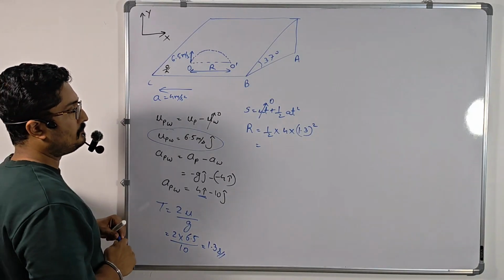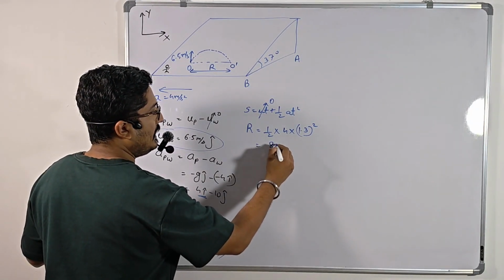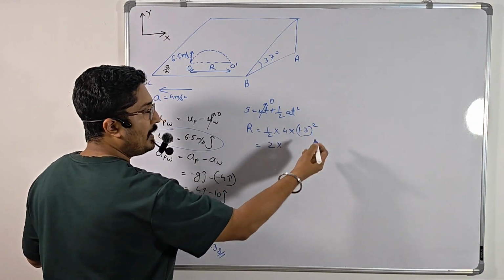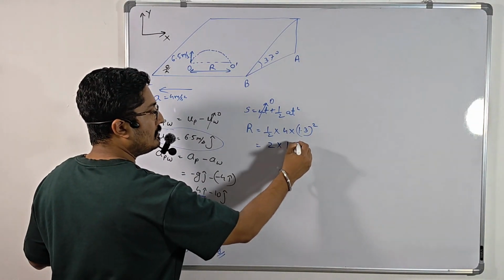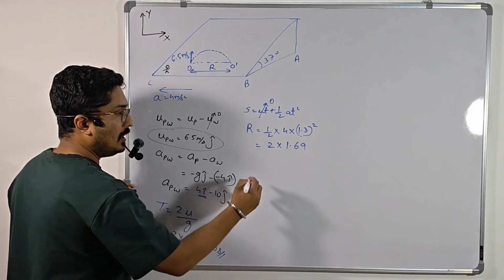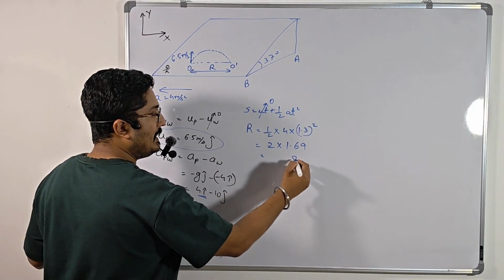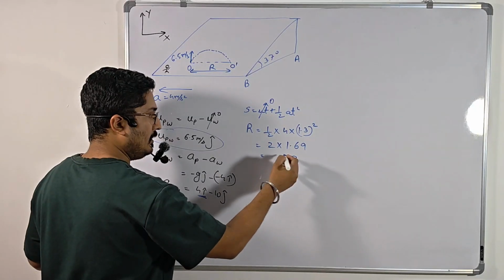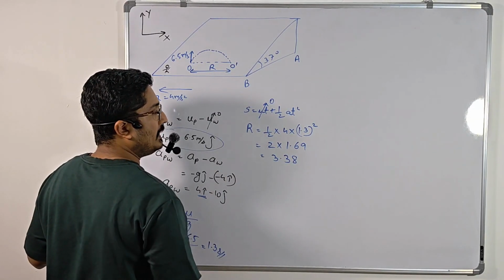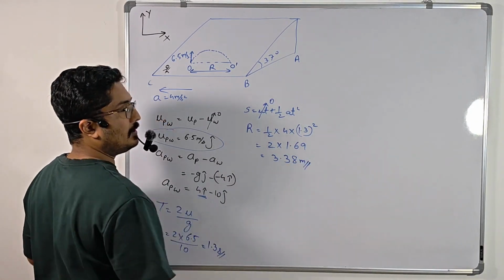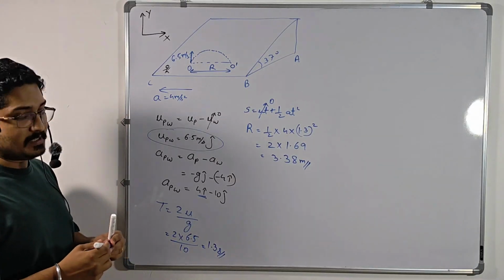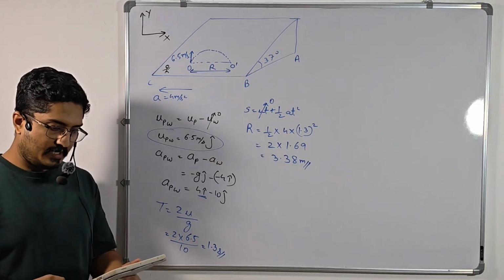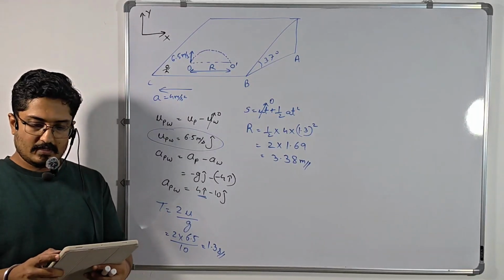So how much is the range that I'm able to get from here? 8 into 1.3 square would be 1.69. So I'll be able to get this value as 3.38 meters. This is what I'm getting. This is the first part. Let me check the question once again. What are they asking in this question?